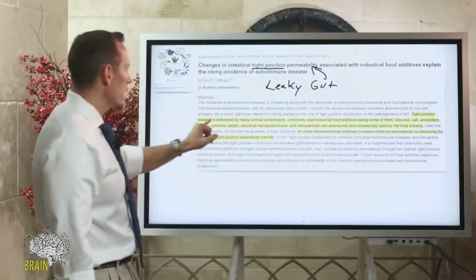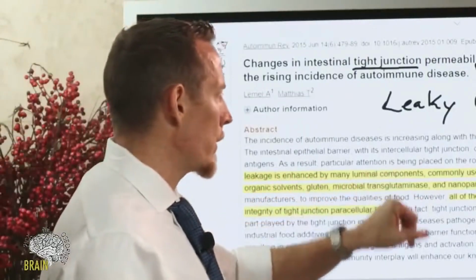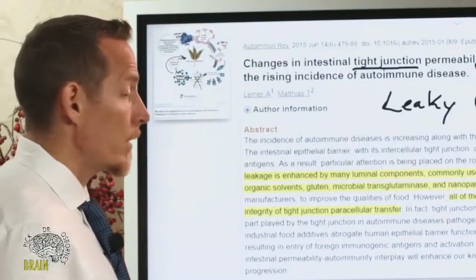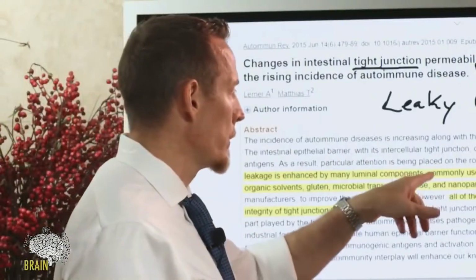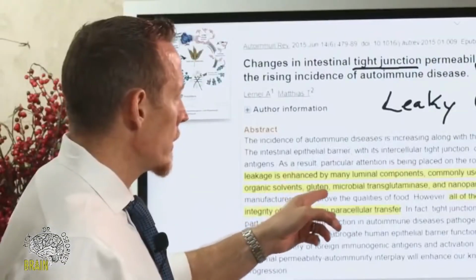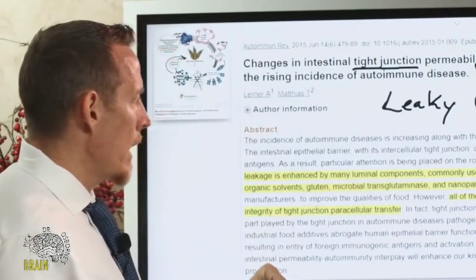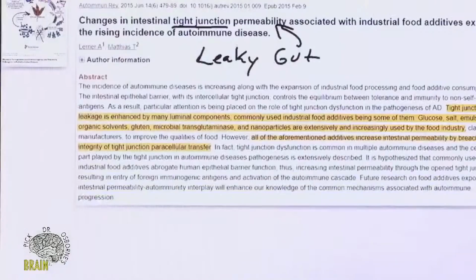Tight junction leakage, leaky gut, is enhanced by many luminal components. What's a luminal component? Those are the substances that come through your intestines, the intestinal lumen. So commonly used industrial food additives being some of them. So the MTG or meat glue is a commonly used industrial food additive. Glucose, salt, emulsifiers, organic solvents, gluten, microbial transglutaminase, again, this one right here is meat glue, and nanoparticles are extensively and increasingly used by the food industry.